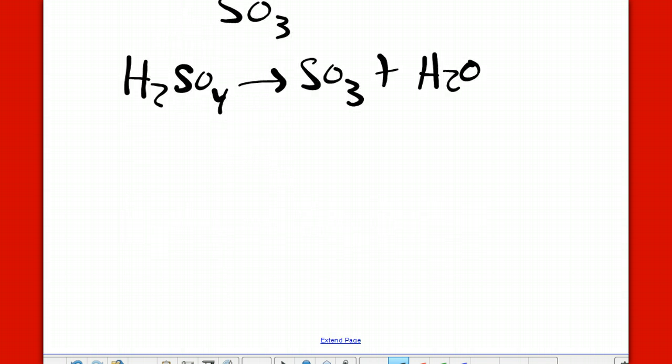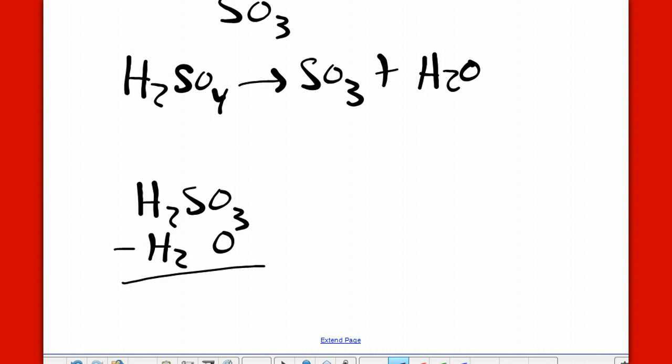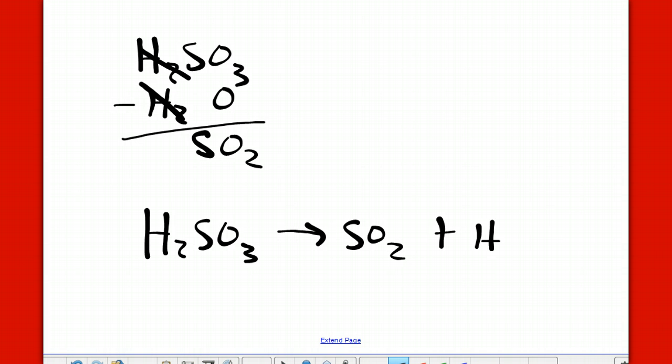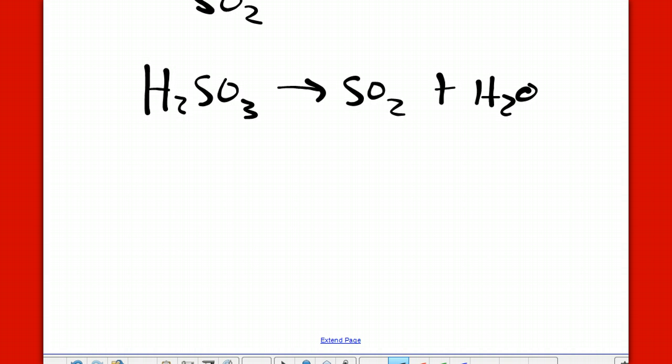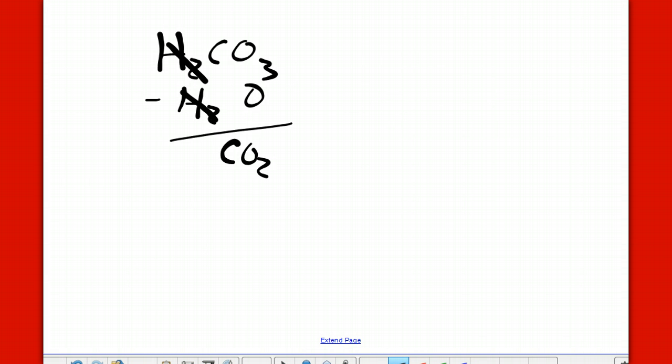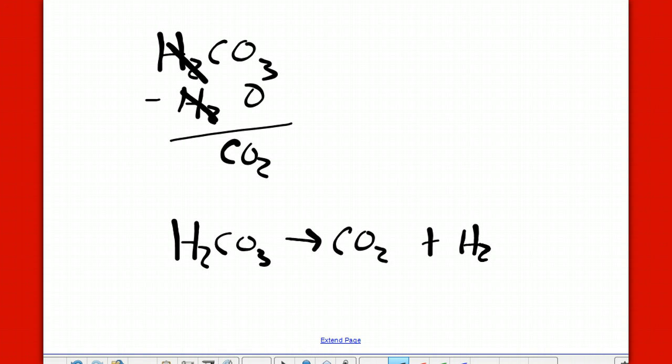This works well every time you have 2 hydrogens. Like if we did this with H2SO3, sulfurous acid, you subtract H2O, your hydrogens will cancel out, you'll get a sulfur and 2 oxygens, which means when you disassemble H2SO3, it's going to split into SO2 and water. Okay, same thing with carbonic acid. Carbonic acid is H2CO3, so you subtract H2O, and that's going to give you CO2. So carbonic acid, when you heat it, will disassemble into CO2 and water.